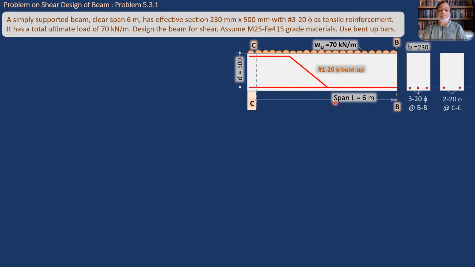Then the span of the beam is 6 meters. We have to note that this is clear span. So it starts from the inner face of the column and extends to the other face of the column at the other end.